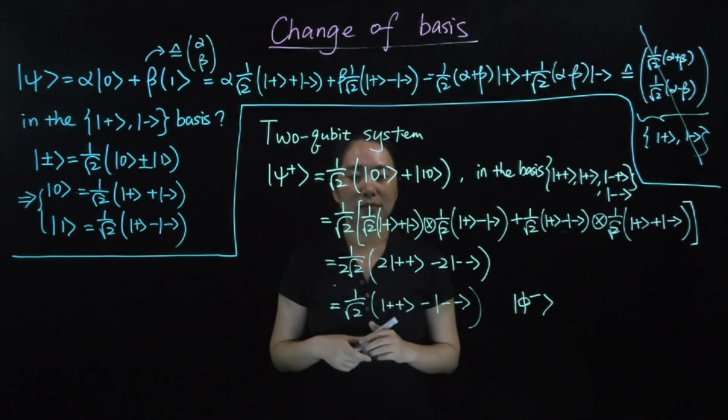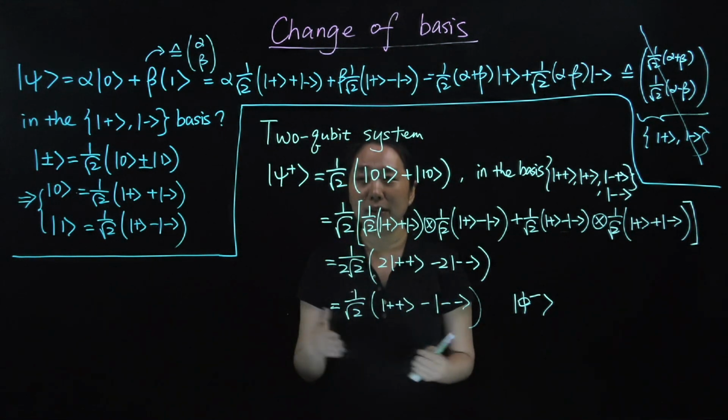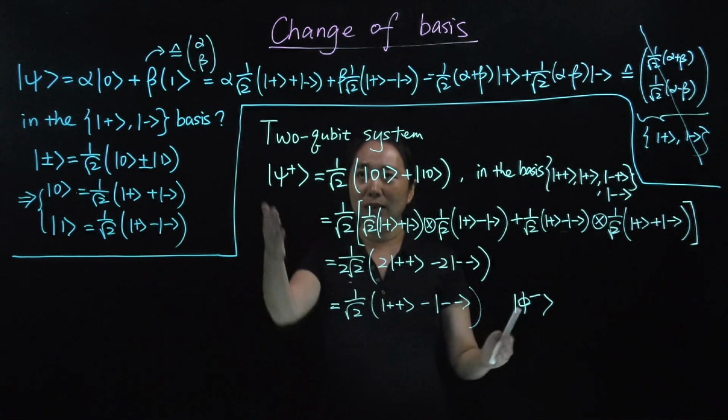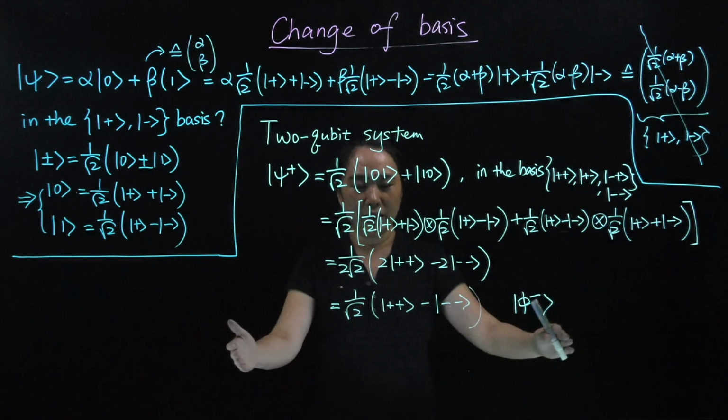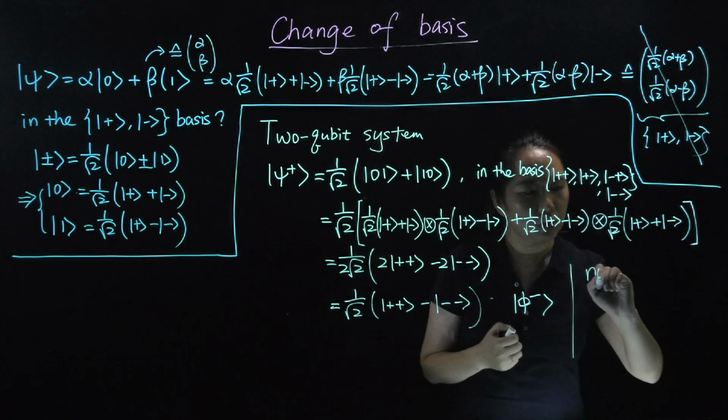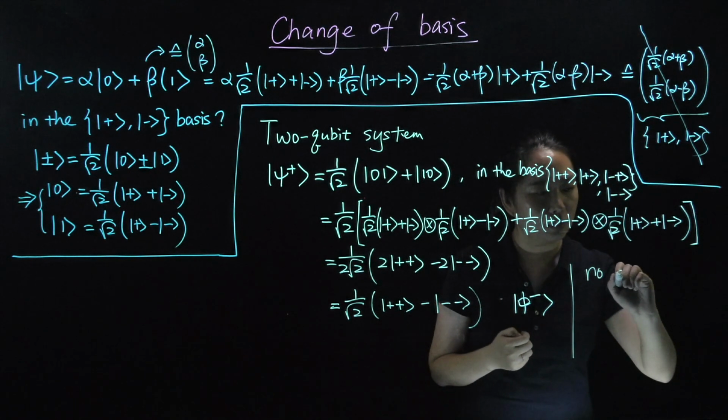Okay. As we have mentioned previously, Bell states are the maximally entangled states. So we see that by doing this basis transformation, entanglement is kept. So there's no change of entanglement.